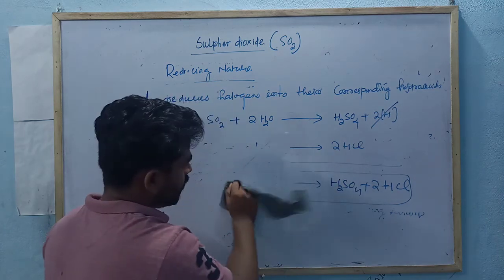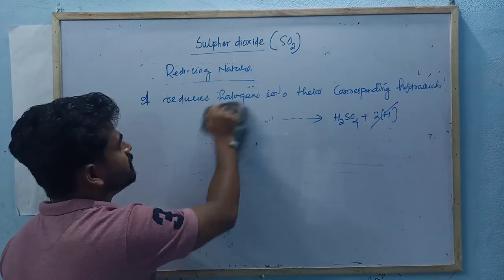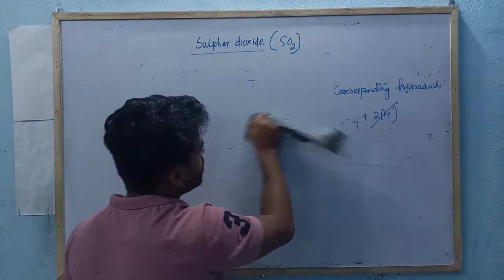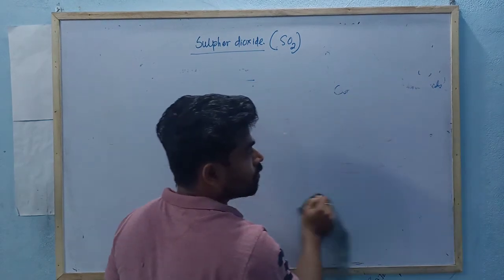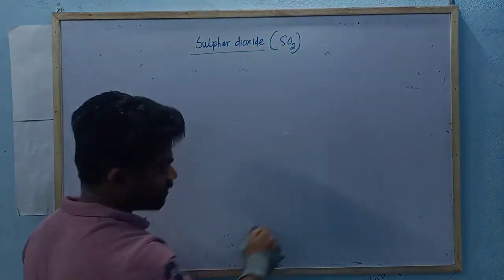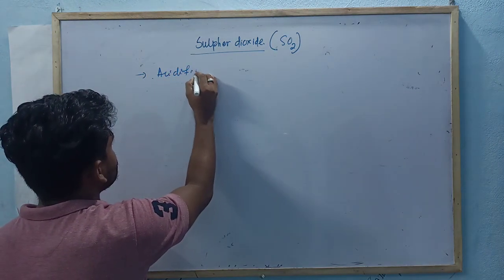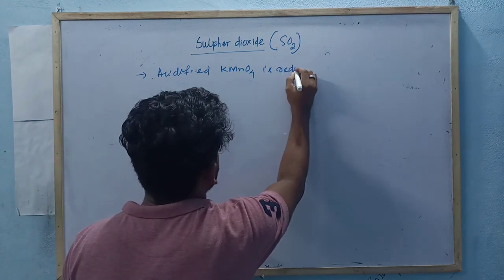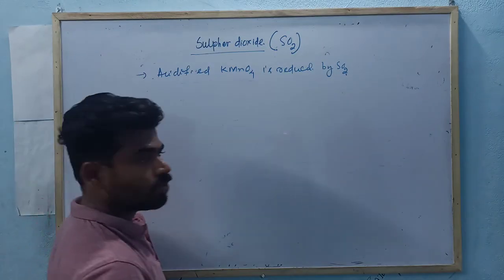Next, this sulfur dioxide reduces your acidified potassium permanganate. You know, acidified potassium permanganate is a very good oxidizing agent. Okay, let us discuss next. That is your acidified KMnO4 is reduced by your SO2. Okay, so acidified KMnO4, just write down its equation.